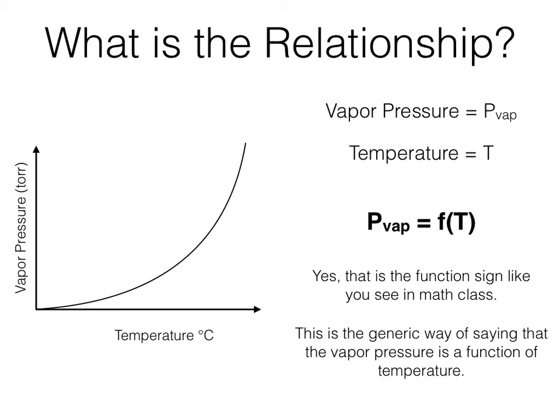Okay, so what is this relationship? Well, if we say that the vapor pressure is P vap, and the temperature is T, we see that the pressure of vaporization is equal to some function with respect to T. Yes, this is the function notation, just like you see in math class. This is a very generic way of saying that the vapor pressure is a function of temperature. So it's related to temperature in some way. We just don't know what that way is.